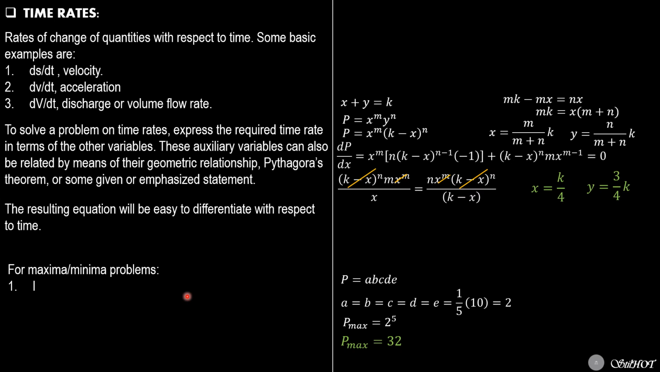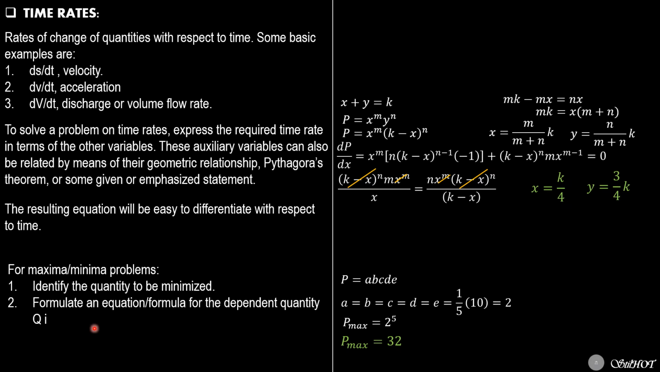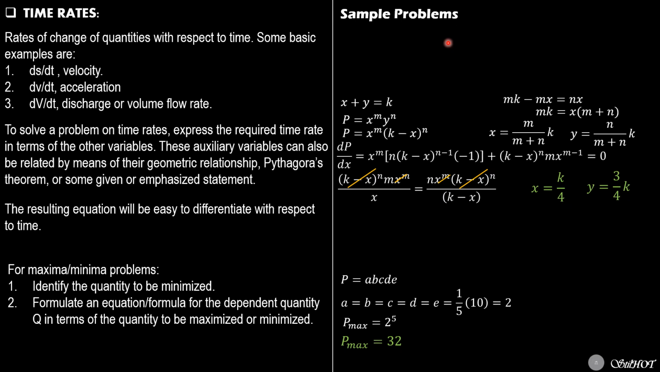For maxima minima problems, identify the quantity to be maximized or minimized. Formulate an equation for that dependent quantity, the quantity Q, in terms of the quantity to be maximized or minimized. Then, like in time rates, the other auxiliary variables may be related by these geometric relationships, Pythagoras theorem, or it may be emphasized in the given problem statement. So let's now have these sample problems.